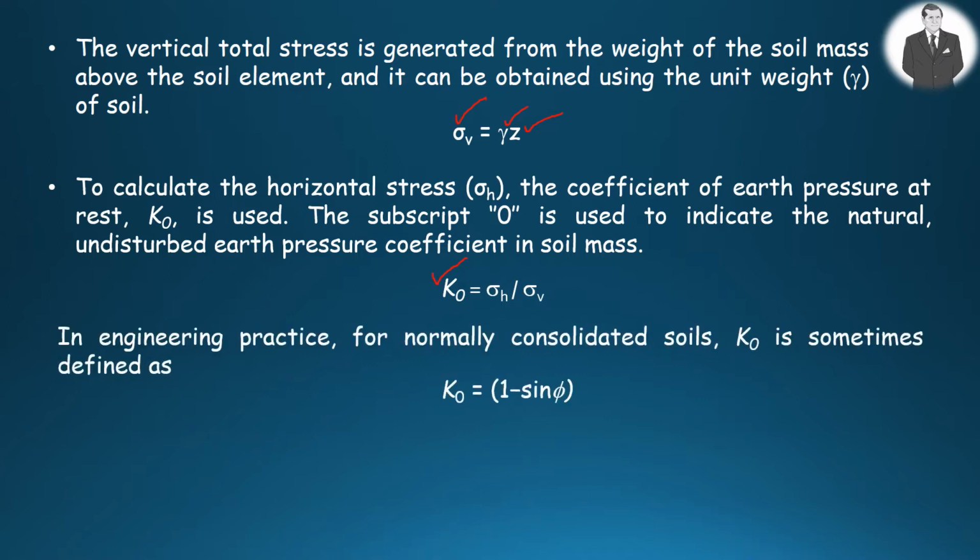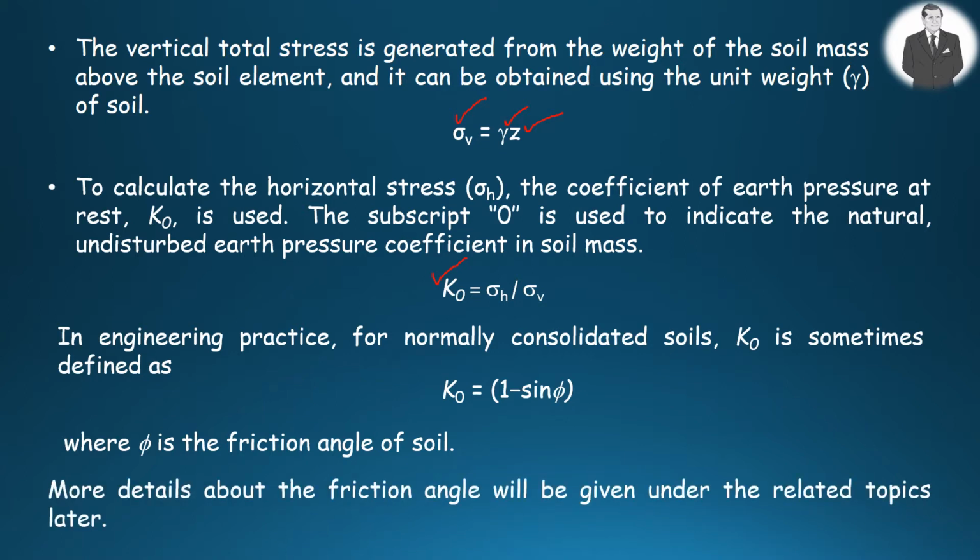In engineering practice, for normally consolidated soils, K0 is sometimes described as 1 minus sine phi, where phi is the internal friction angle of soil. More information about the friction angle will be presented under the related topics later on.